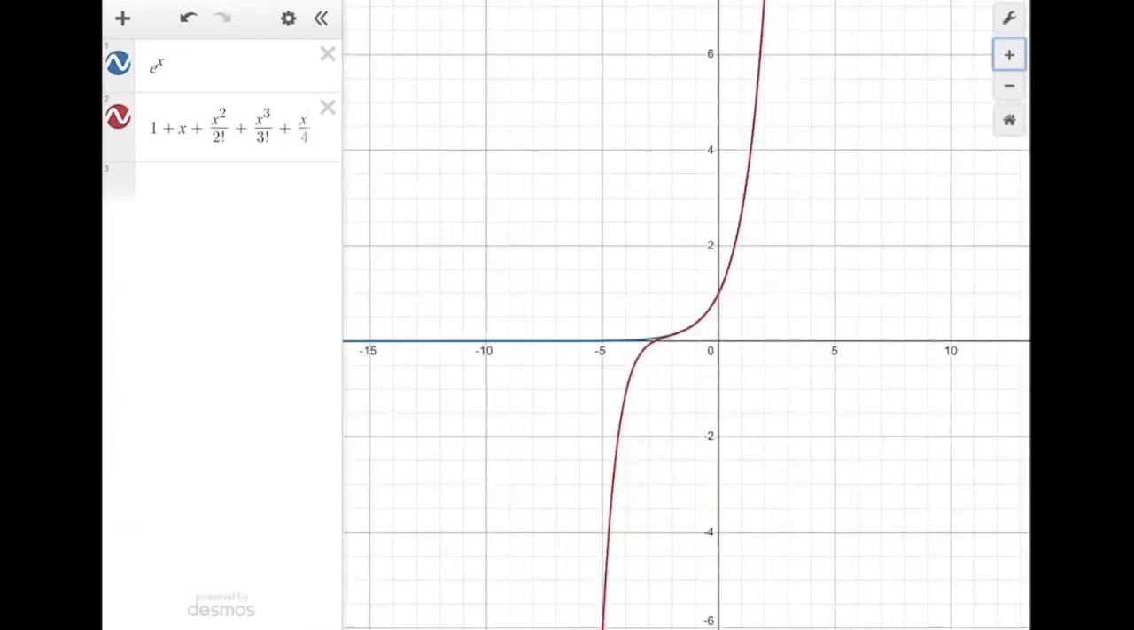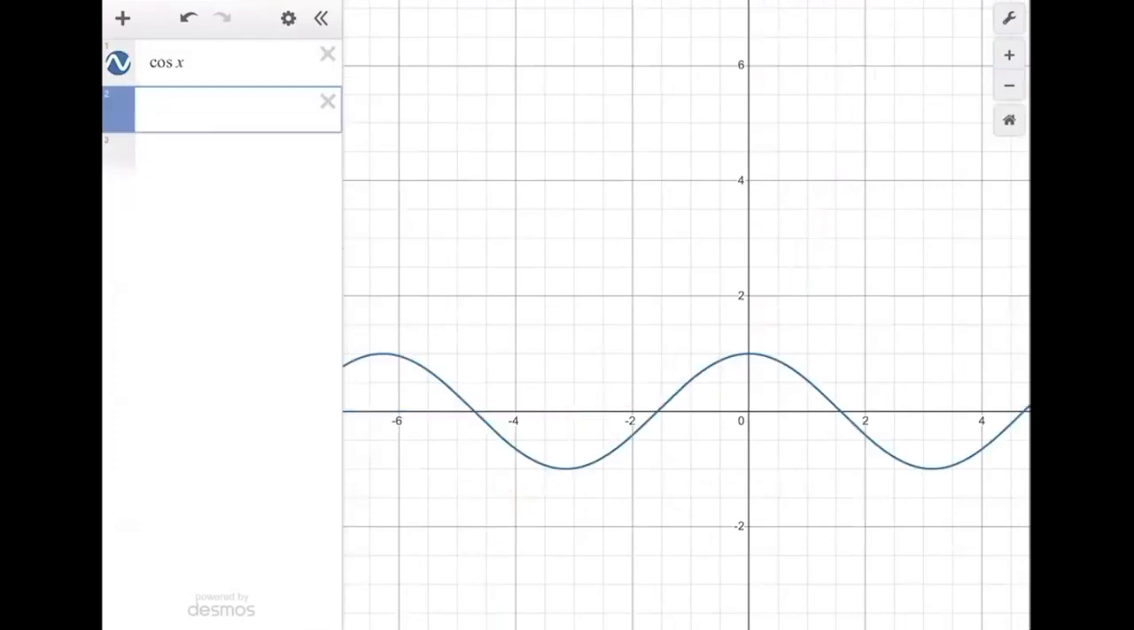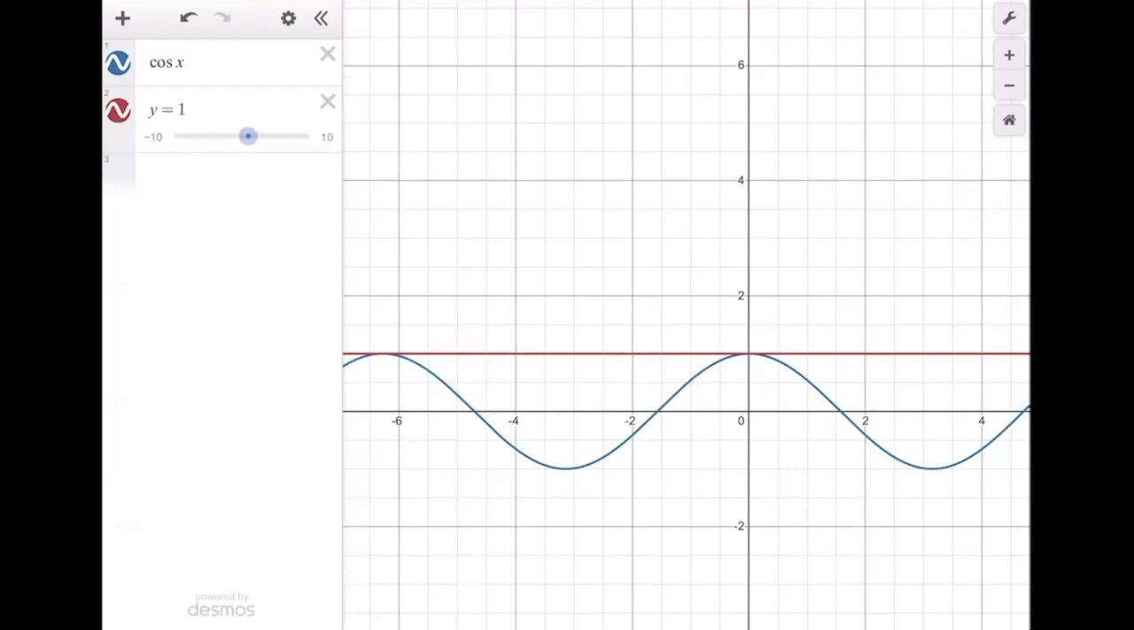Let's look at one more example. Let's look at cosine of x. So cosine of x, remember, is the sum of negative 1 to the power of n over 2n factorial times x to the power of 2n. So the first term of the Maclaurin series for cosine of x is just 1.